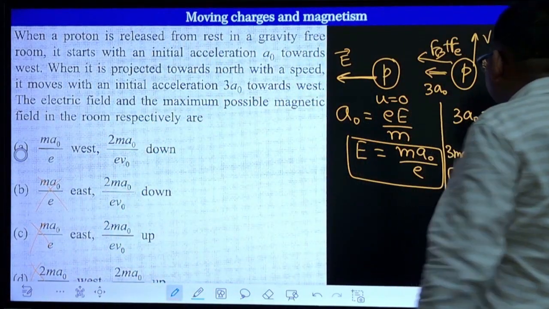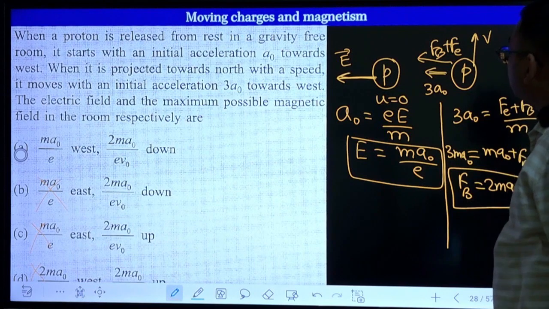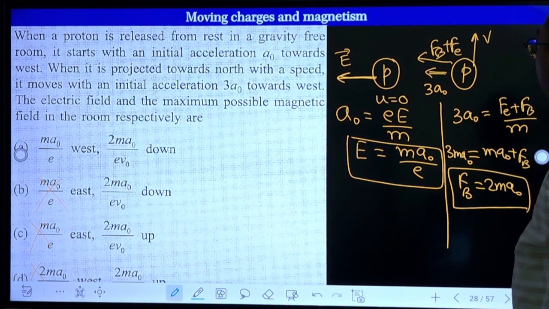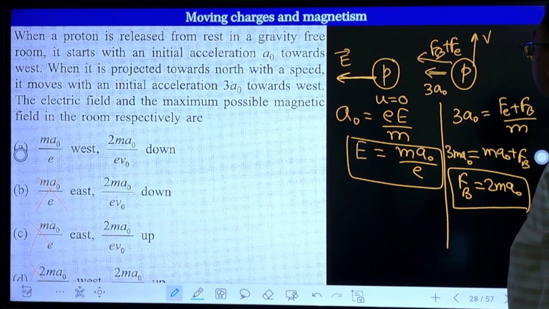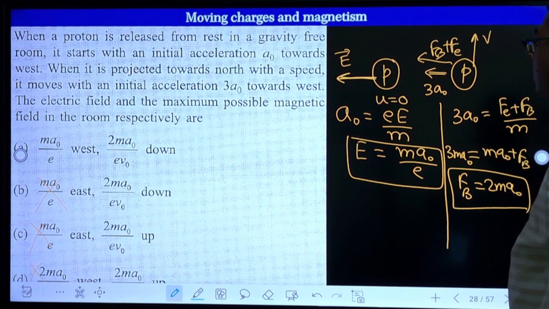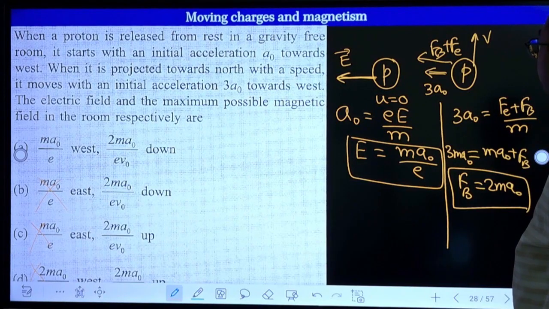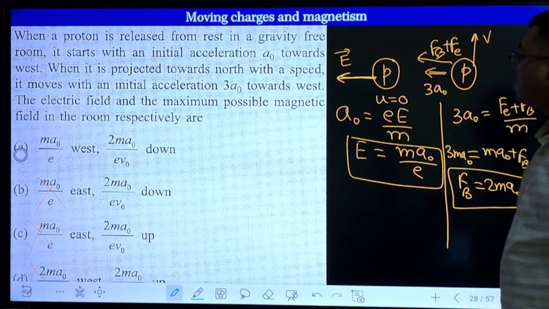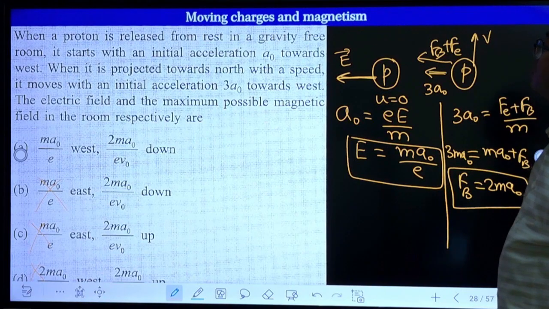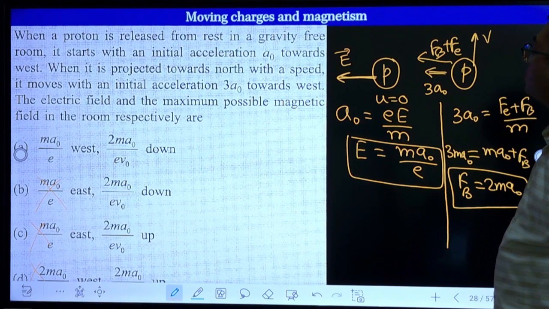But the thing is, which direction is the magnetic force? Is it downward? They are asking about the field. Suppose the magnetic field is downward. Downward or upward means what in this plane?